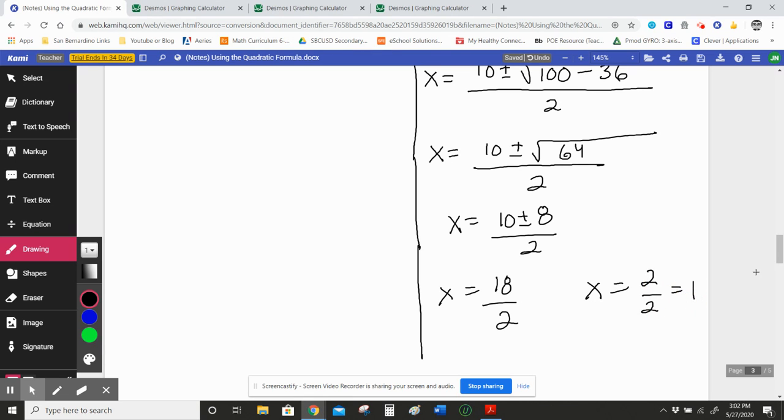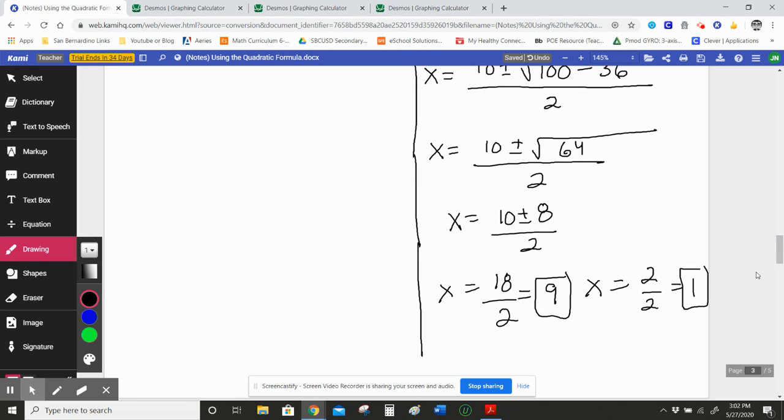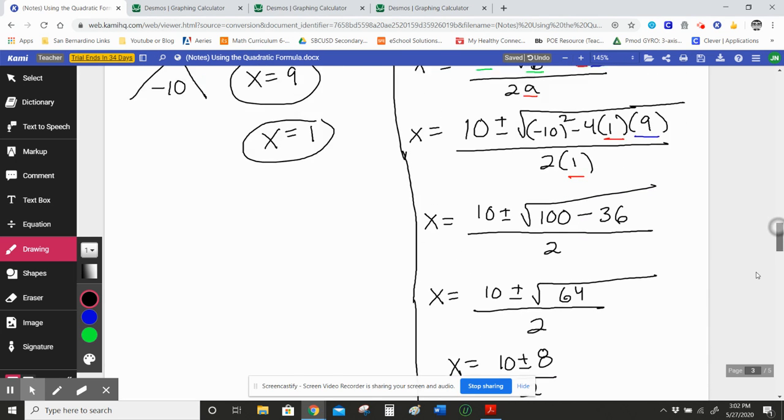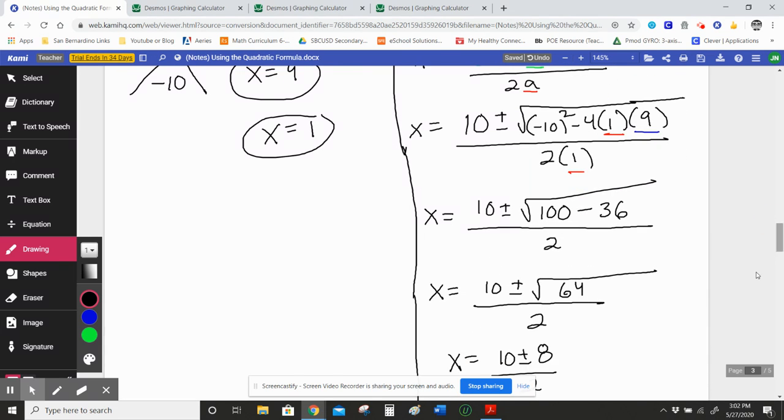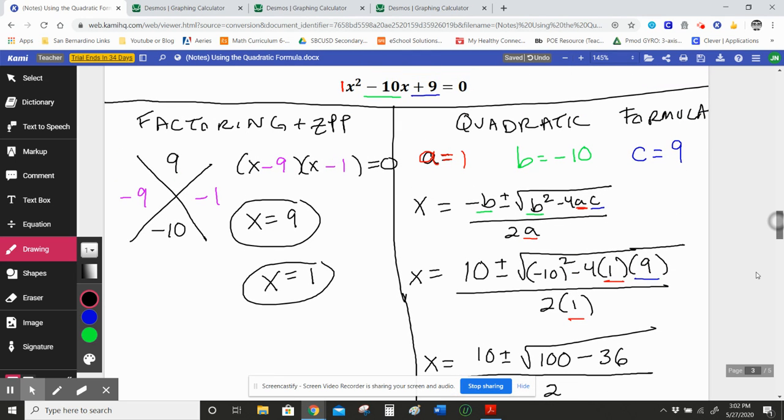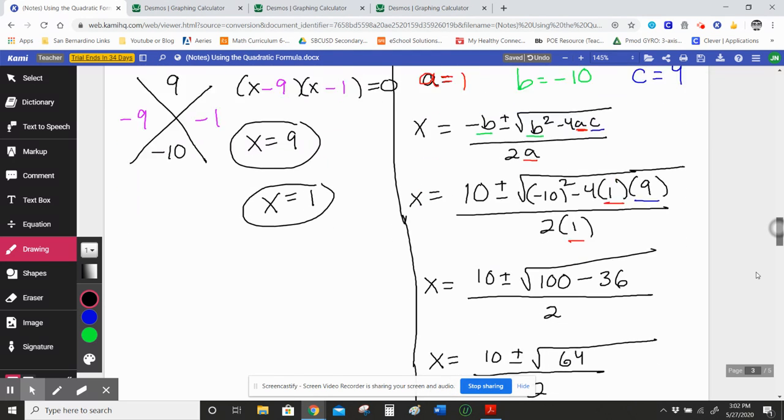So one of my answers is 1, and my other answer is 9, which we knew, right? So the two values of the roots are x equals 9 and x equals 1. 9 and 1. You see that? So we solved it two different ways, by the quadratic formula and by using the zero product property.